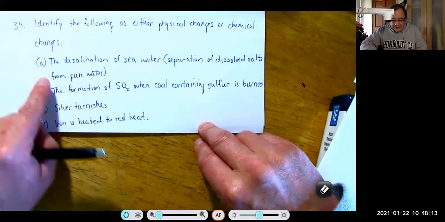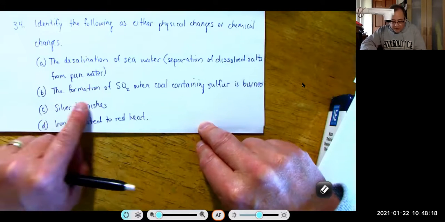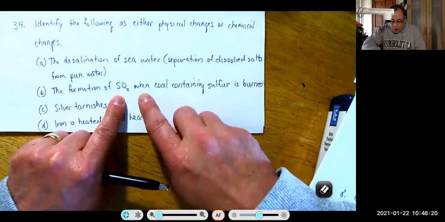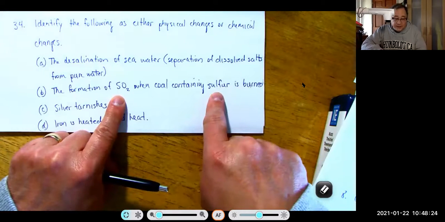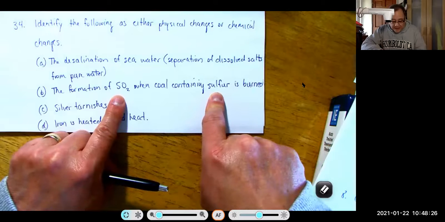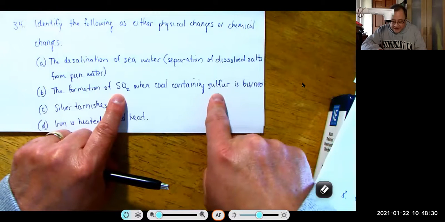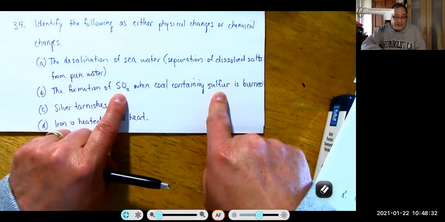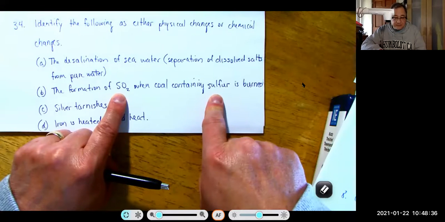So A is a physical change. B, formation of SO2 when coal containing sulfur is burned. We know that sulfur is an element on the periodic table, and it's forming SO2. The formula for sulfur is S. For SO2, it's different. This is chemical. Any questions on that one?